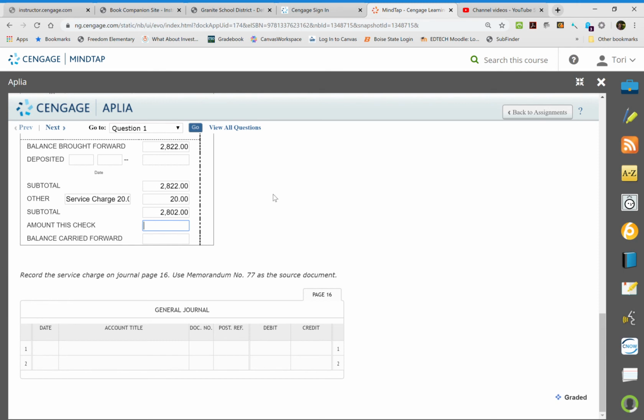The last step we need to do is record the service charge that happened. So this happened on August 29th. We're going to put it in a miscellaneous. Hopefully we don't have too many expenses. So we're just going miscellaneous expenses, and we don't have too many service charges. So that's why it goes into miscellaneous.